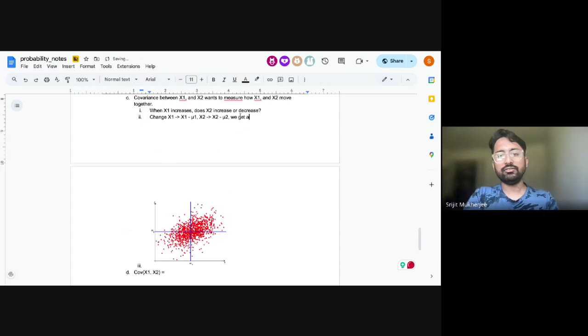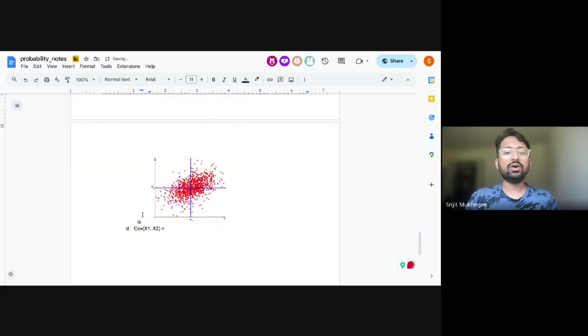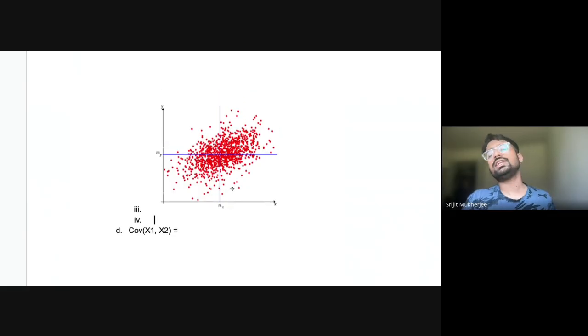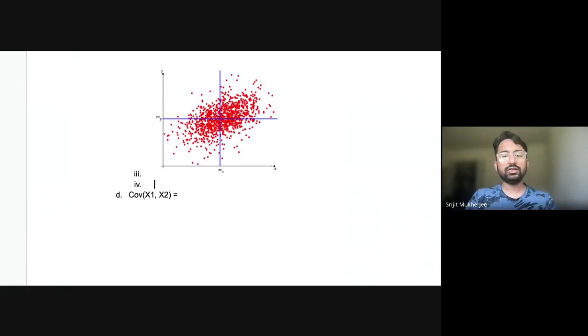We get a graph like this. Now what happens? Now let's understand the question. We want to understand how x and y move together. So understand that the region, the first quadrant, is x1 greater than 0 and x2 greater than 0. Let's assume x1 and x2 represent the x and y axes.